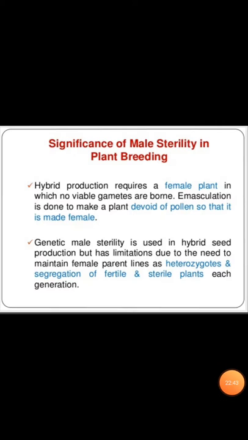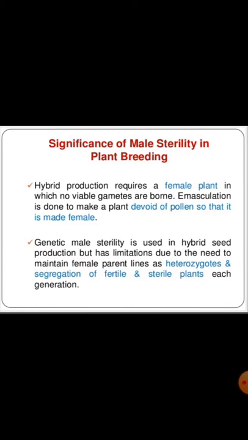Significance of male sterility in plant breeding: hybrid production requires a female plant in which no viable gametes are born. Emasculation is done to make the plant devoid of pollen so that it is made female. Genetic male sterility is used in hybrid seed production, but it has a limitation due to the need to maintain the female parent line as heterozygotes and the segregation of fertile and sterile plants in each generation. So these are the significance of male sterility.